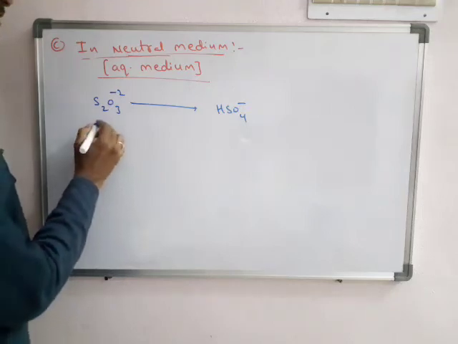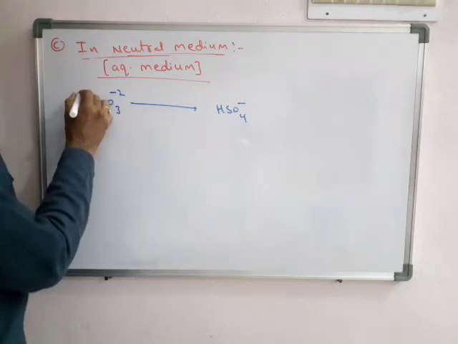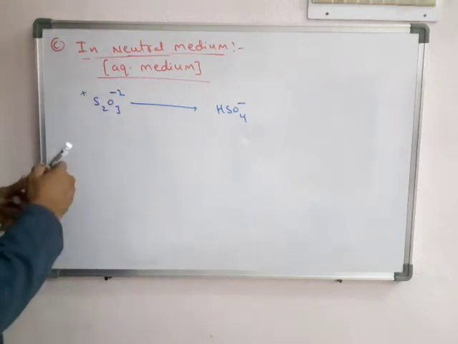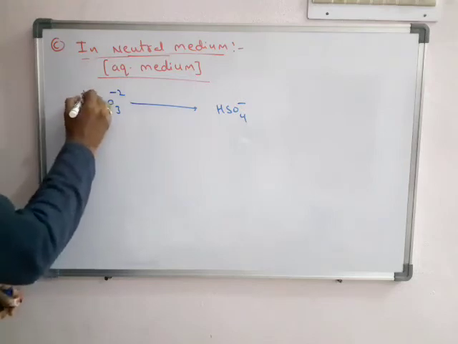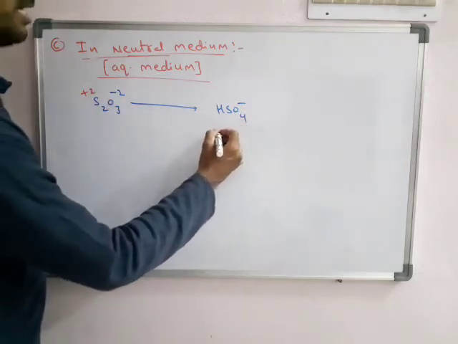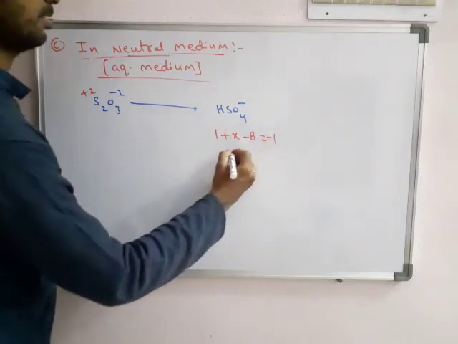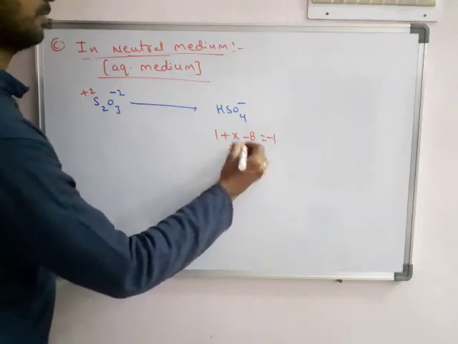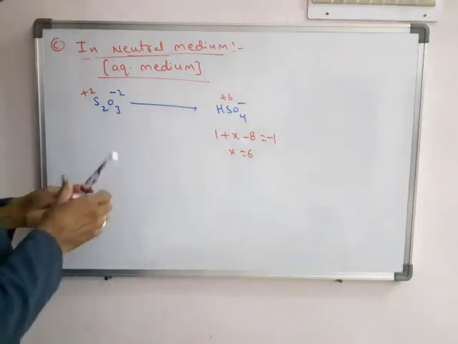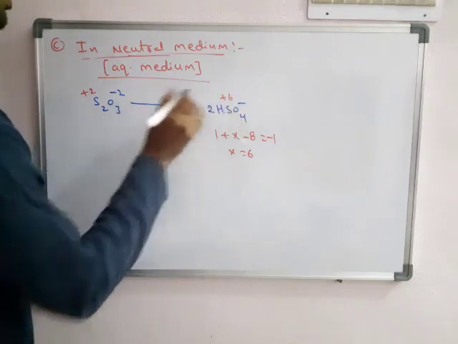So how many electrons change? Already we calculated here. What is the oxidation number of each sulfur? Each sulfur is having plus 2. So here each sulfur again I think we will get plus 6. So before that we have to balance the equation. That is a 2. So 2 sulfurs.